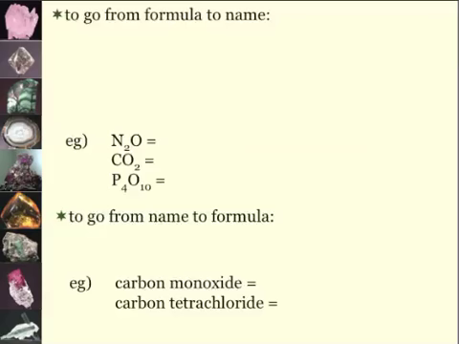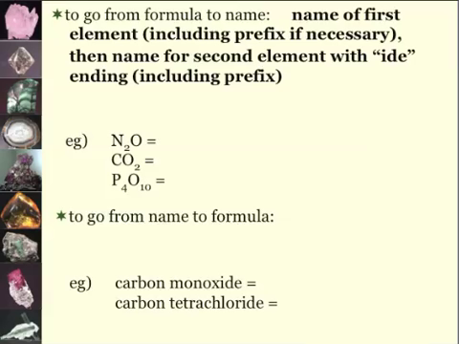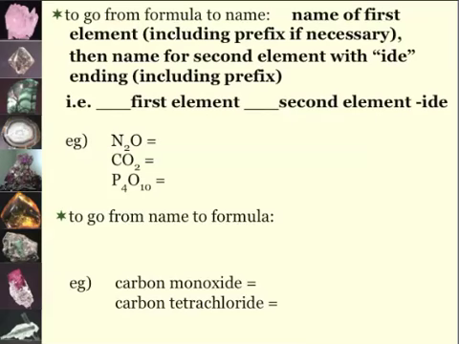formula. Okay? So to go from a formula to a name, you're going to name the first element, including a prefix if necessary, and then you're going to name the second element and end it with the "ide" ending, and you're going to include a prefix as well. So for example, you're going to have your prefix, then your first element, and then another prefix, your second element, and "ide."